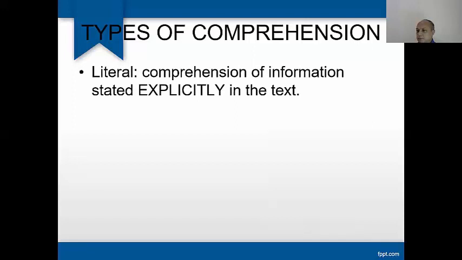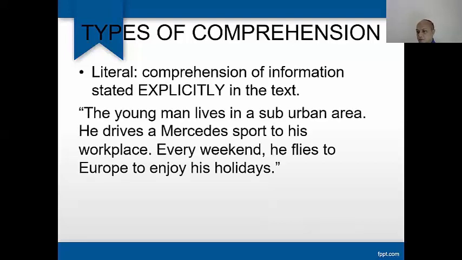Now, let's discuss first the types of comprehension. As I said before, literal is a comprehension of information stated explicitly in the text. By explicit, I mean something that is clearly printed on the text. For example, I have a short text like this. The young man lives in a suburban area. He drives a Mercedes Sport to his workplace. Every weekend, he flies to Europe to enjoy his holidays. That's the text.